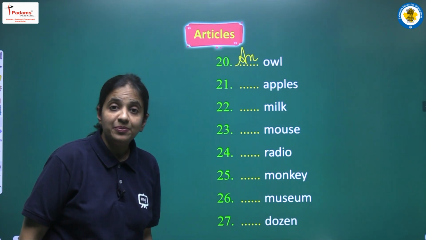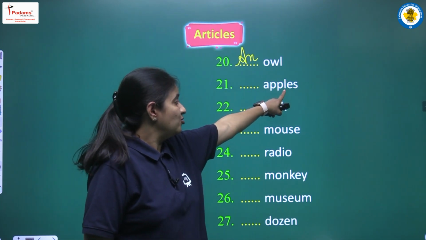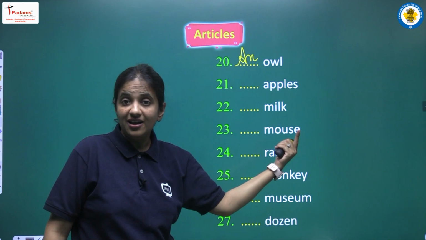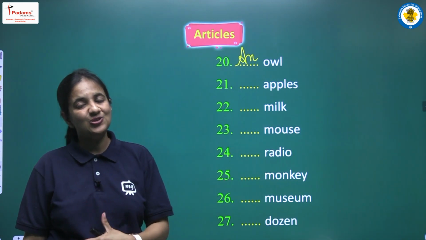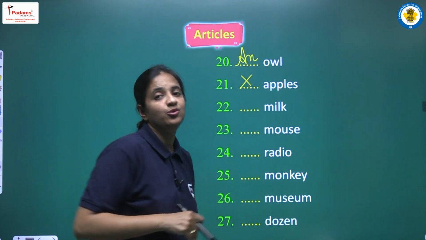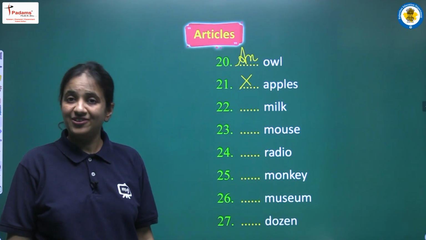Next is apple. So here again we have to see the spelling. We have to see that we are given a plural noun and according to the rules we cannot use articles before plural noun. So here in this blank we have to put one cross mark, right?